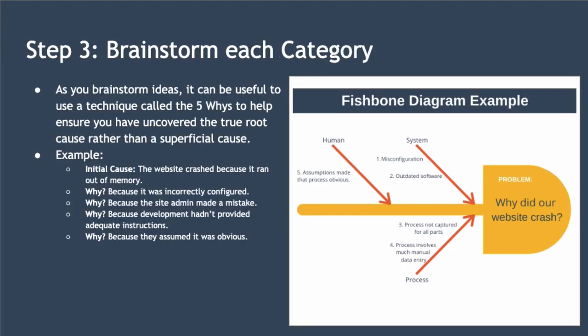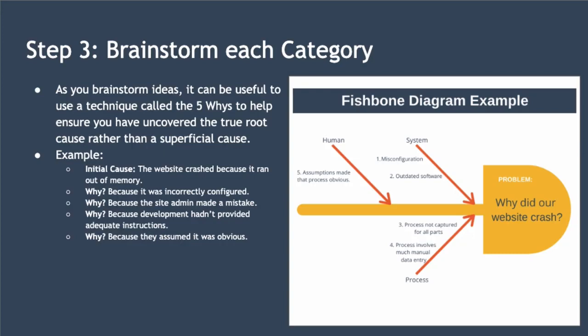Step 3 is to brainstorm the likely causes a category at a time. Now, as you brainstorm with your team, you're going to generate a list of top-level ideas that may have caused the website to crash. And it can be useful to dig deeper into each of these potential causes using a technique called the 5 Whys. And the purpose of the 5 Whys is to help you ensure you've uncovered the true root cause rather than just a superficial cause. And the technique is really simple. It works by asking why 5 times.